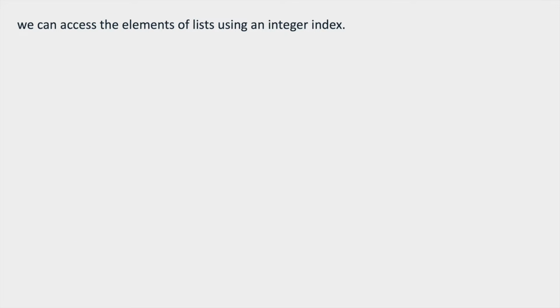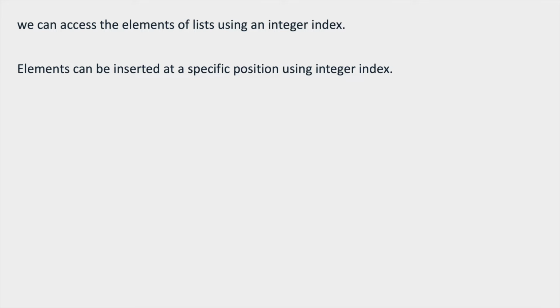We can access the elements of list using an integer index. That means we can store the data or object using index, we can remove the data or objects using index, and we can get the data also by using index. That is, elements can be inserted at a specified position using index, and elements can be removed from a specified position. So here index has the key role in the list.